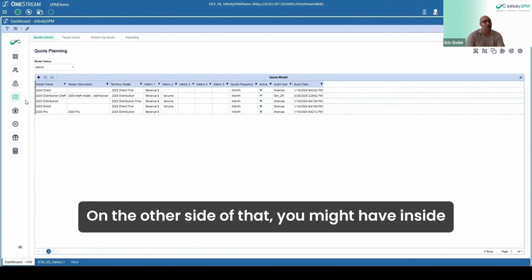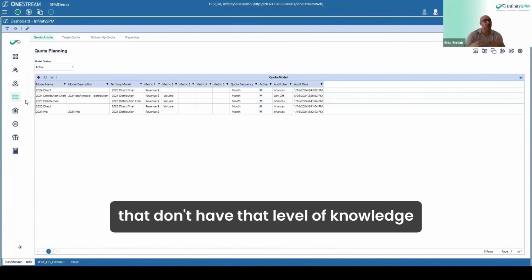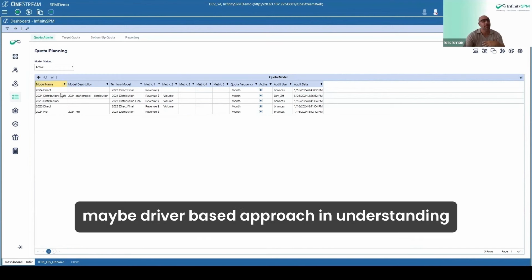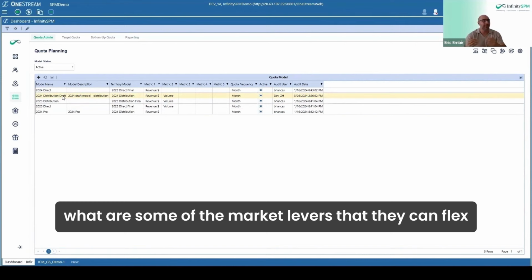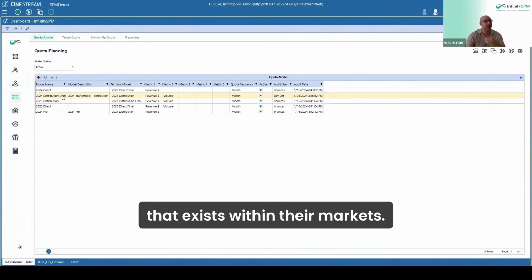On the other side of that, you might have inside sales reps or territory sales managers that don't have that level of knowledge of their buyers or of their customers. And so they need to take a more holistic, maybe driver-based approach in understanding what are some of the market levers that they can flex to be able to understand the opportunity that exists within their markets.